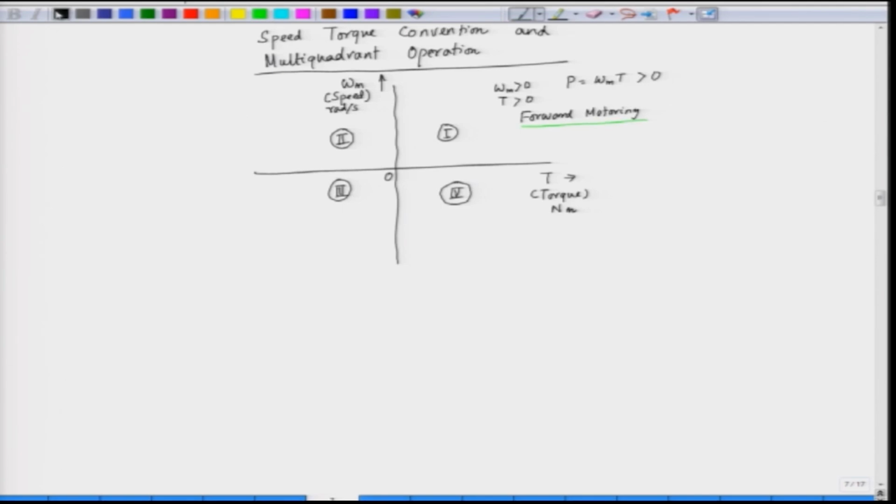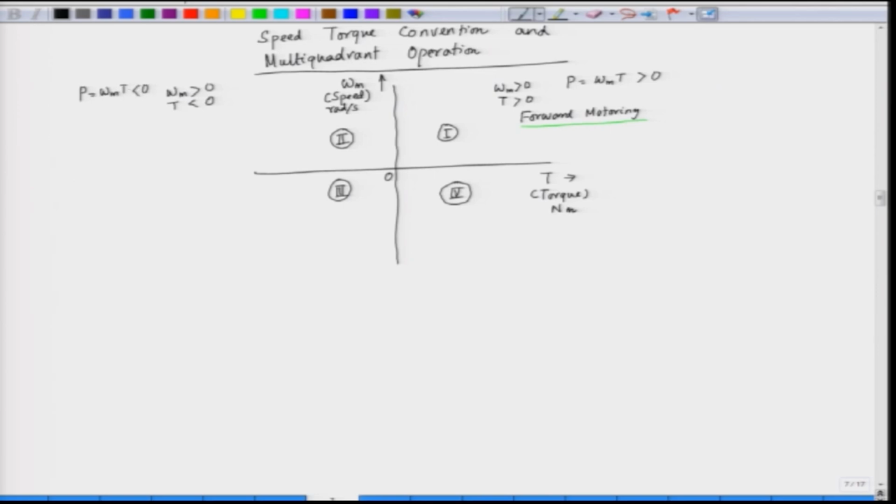In the second quadrant, what happens? The speed is positive, but the torque has become negative, because the second quadrant is on the left hand side here. So, the torque is negative. When the torque is negative, power, which is the product of speed and torque, is negative.